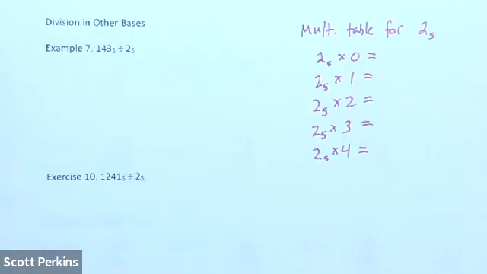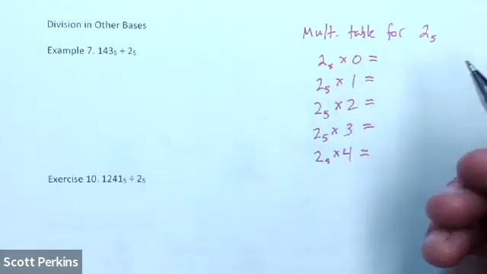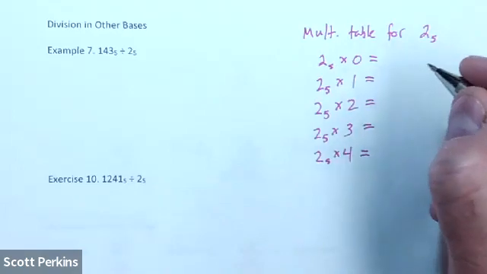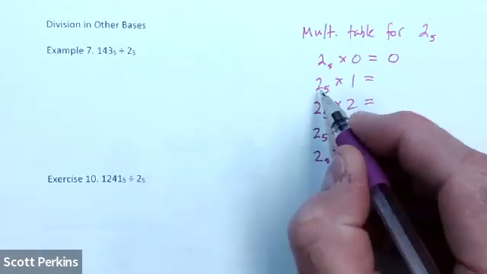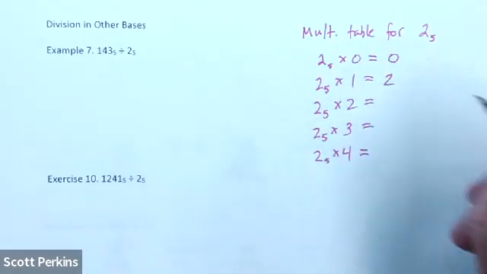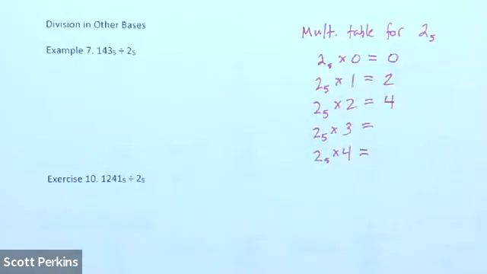Once you've done this work, this is the hard work of doing the division problem: coming up with all the values that you could possibly use. So 2 times 0, well, it doesn't matter what base you're in, 2 times 0 is always going to be 0. Remember, we're doing this multiplication in base 5. 2 times 1 is 2. 2 times 2 is 4.